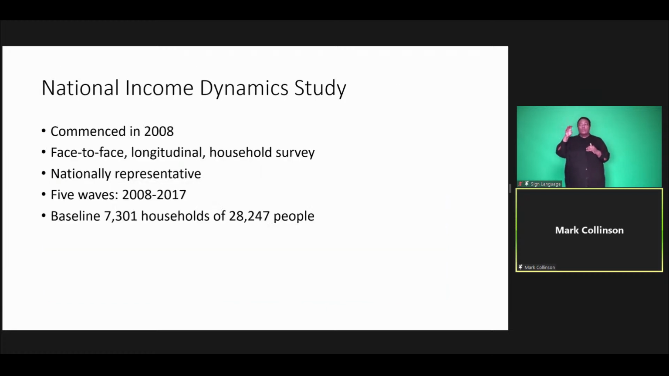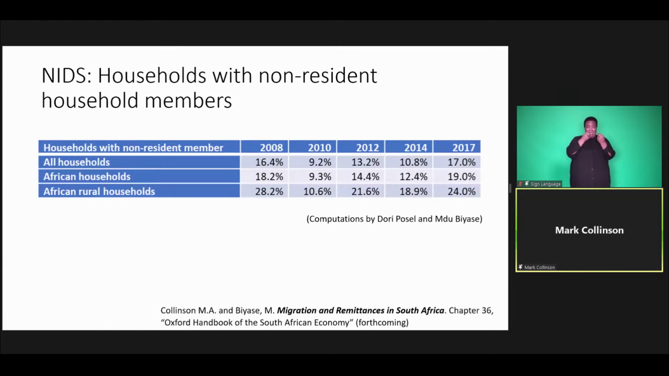Now I'm moving us to the National Income Dynamics Study. We've heard that well introduced already. For the rest of this talk, I'm using inputs from a chapter that Mdu and I did together, the Migration and Remittances in South Africa chapter of the Oxford Handbook of the South African Economy. It's coming out in a couple of months. Here we're showing a similar sort of track. We saw some of these types of figures from Dori earlier.